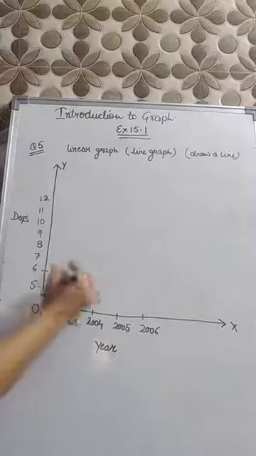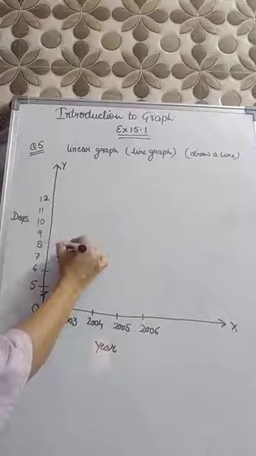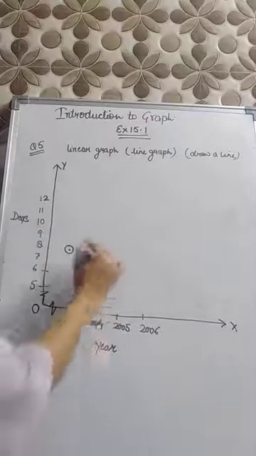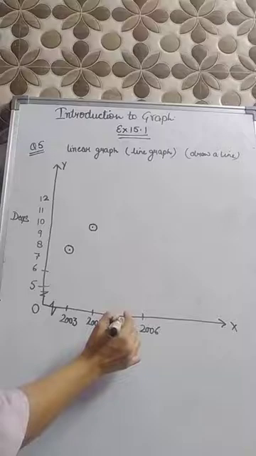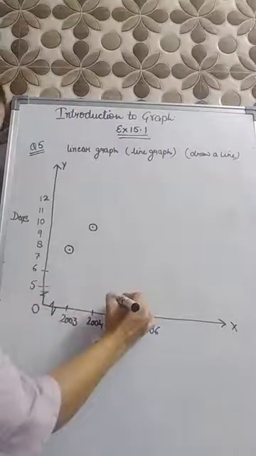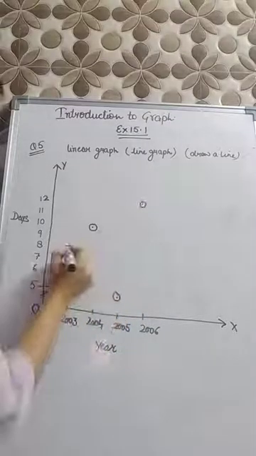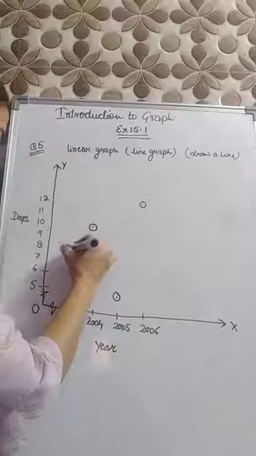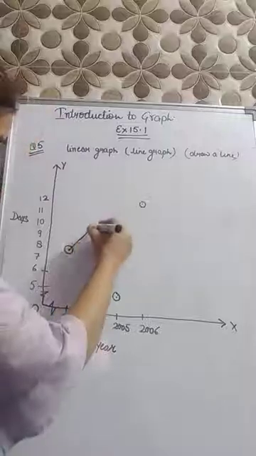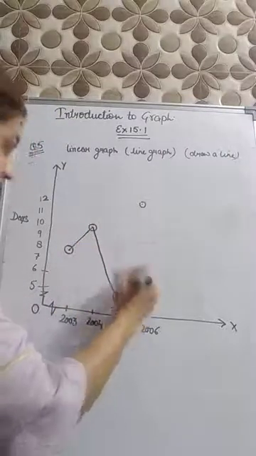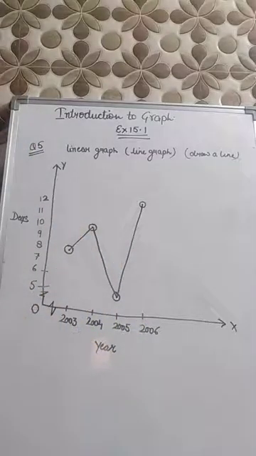In 2003 you have 8 days, so let's put a dot, since we are drawing a line graph. In 2004, 10 persons are given, so let's put it there. Next is 2005, where you have 5. In 2006 again you have 12. So in the first year you have an increase. Let's join the line, then join the next line, then join this. In this manner we have completed our linear graph.